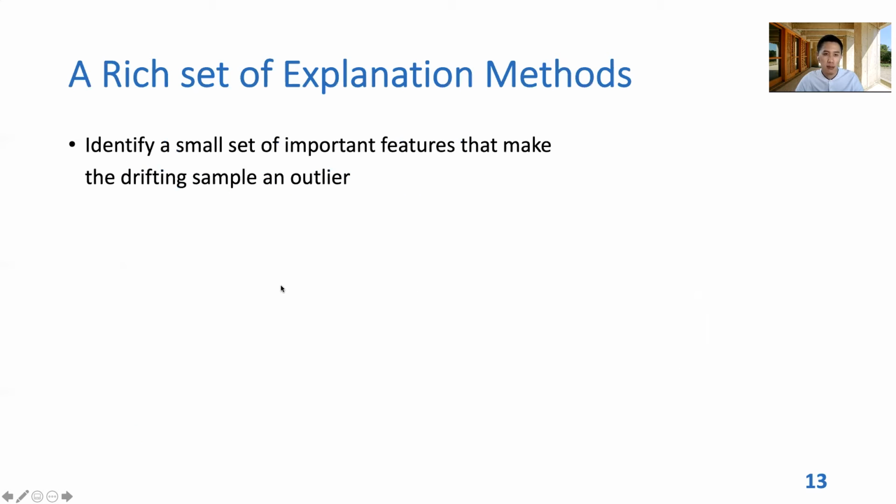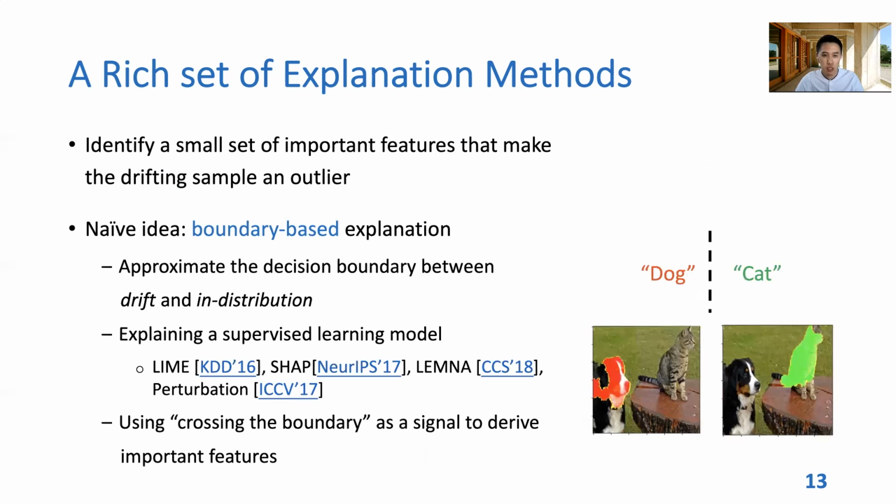The goal here is to identify a small subset of important features that make the drifting sample an outlier. There's a naive solution called boundary-based explanation. We can approximate the decision boundary between drifting and in-distribution samples. Then we turn this problem into explaining a supervised model, for example LIME, SHAP. This has been a well-studied area. Basically, they are using crossing the boundary as a signal to get the explanation. That is to say, what features allow you to cross the decision boundary? Those are the more important features.